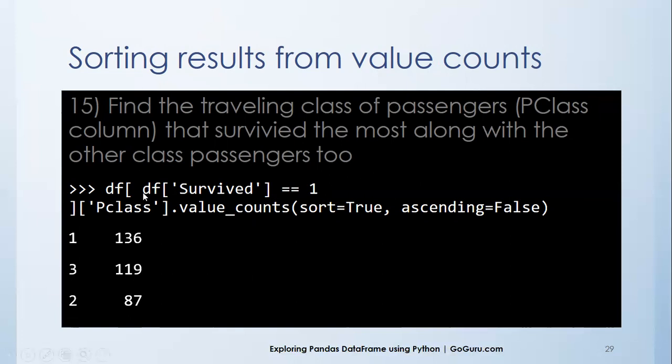In order to do that, the filter that I am doing is, get me all the survived ones, and for the survived ones, get me the Pclass, and I want value counts on it. And inside the value counts, this time I'm saying I want the results sorted, and I set ascending to false, which means I want it in descending order. If you look at the results, for class 1, the passengers who traveled on first class, around 136 of them survived. From class 3, 119 of them survived, and then second class, 87 of them survived.